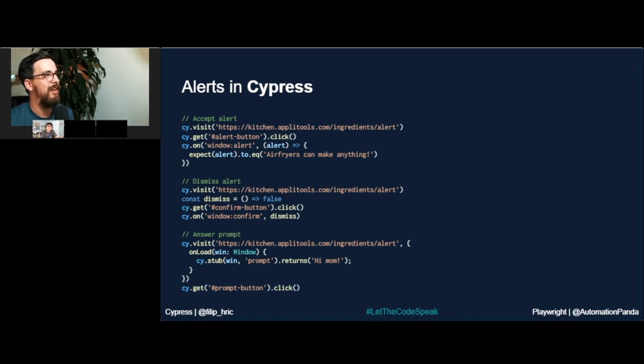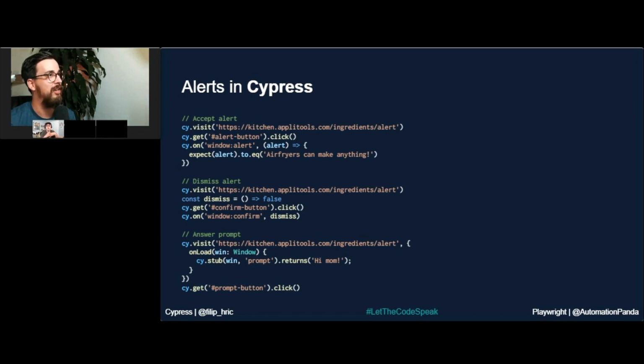And with the prompt, the story is a little bit different. So the bad thing is there is no cy.on('window:prompt') in Cypress. So what you need to do is you sort of tap into the onLoad event, which is an event that your web page, or rather your browser, will trigger when it loads all the assets that happen when you load the location, right?